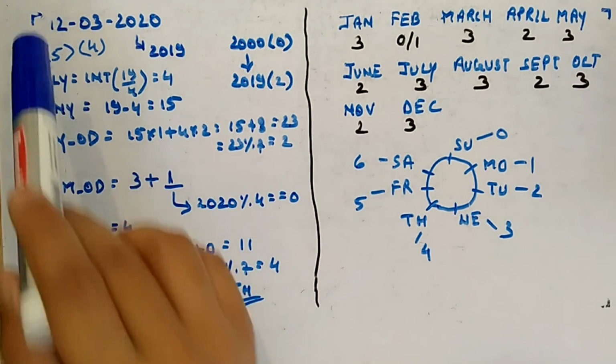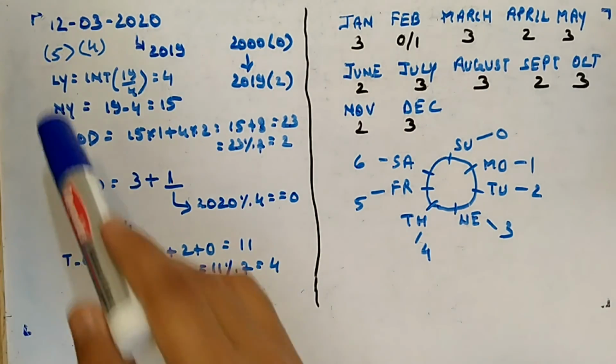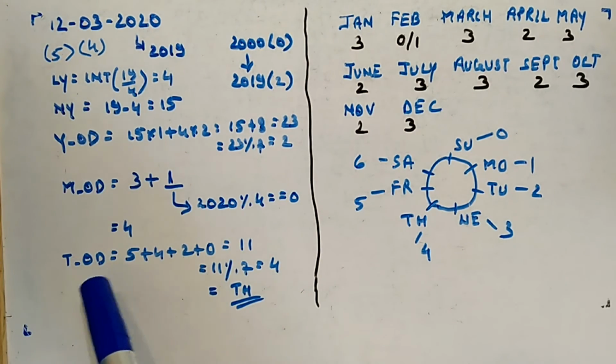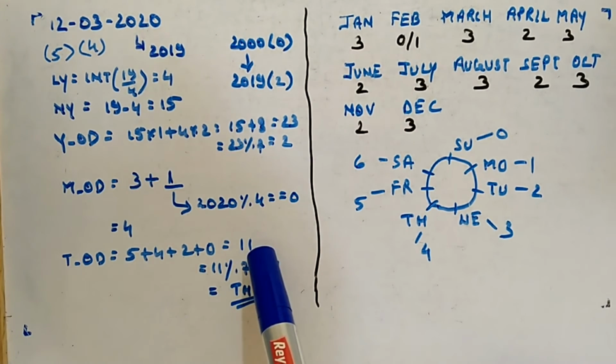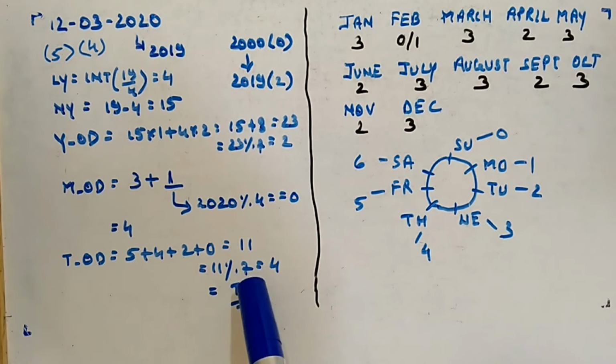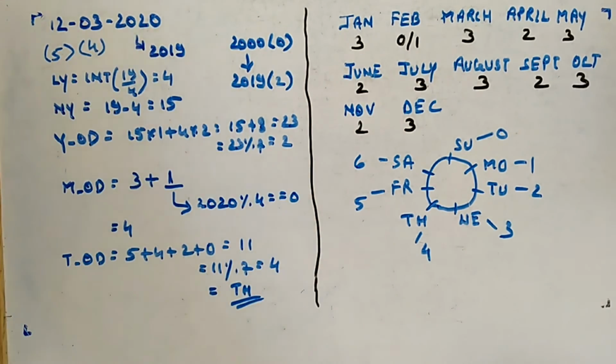Then finally if you divide this by 7, 12 divided by 7, remainder will be 5. So 5 odd days. Total odd days will be 5 plus 4 plus 2 plus 0. That will give you 11 odd days. If you do 11 modulo 7, that will give you 4. 4 means Thursday. So 12th March 2020 was Thursday.